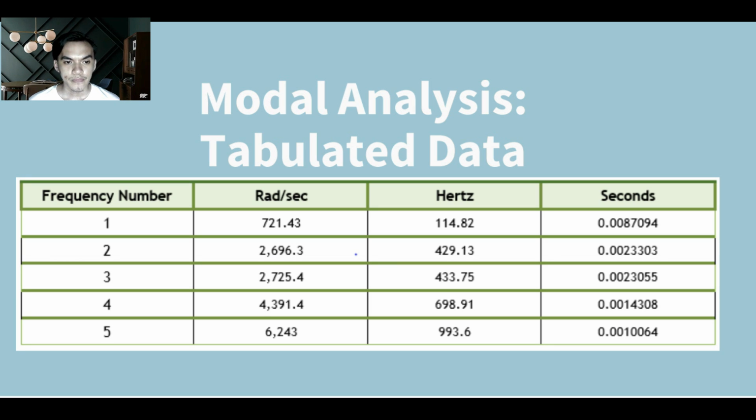And for the tabulated data of the modal analysis, for the first frequency number, we get 721.43 rad per second with a frequency of 114.82 hertz in 0.0087094 seconds. For the second frequency number, we get 2696.3 rad per second with 429.13 hertz in 0.0023303 seconds, and so on and so forth. And the next slide is the graphical data of modal analysis.